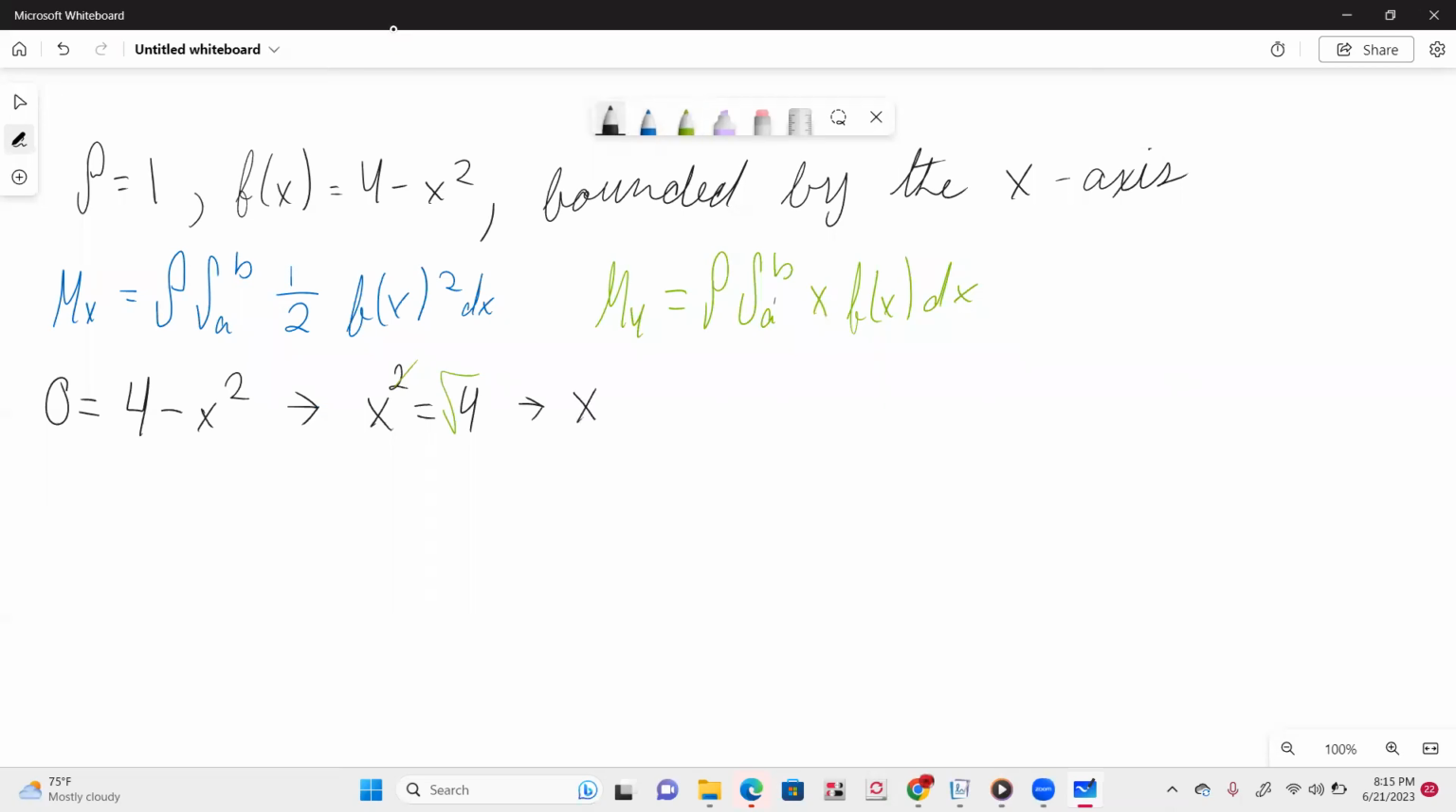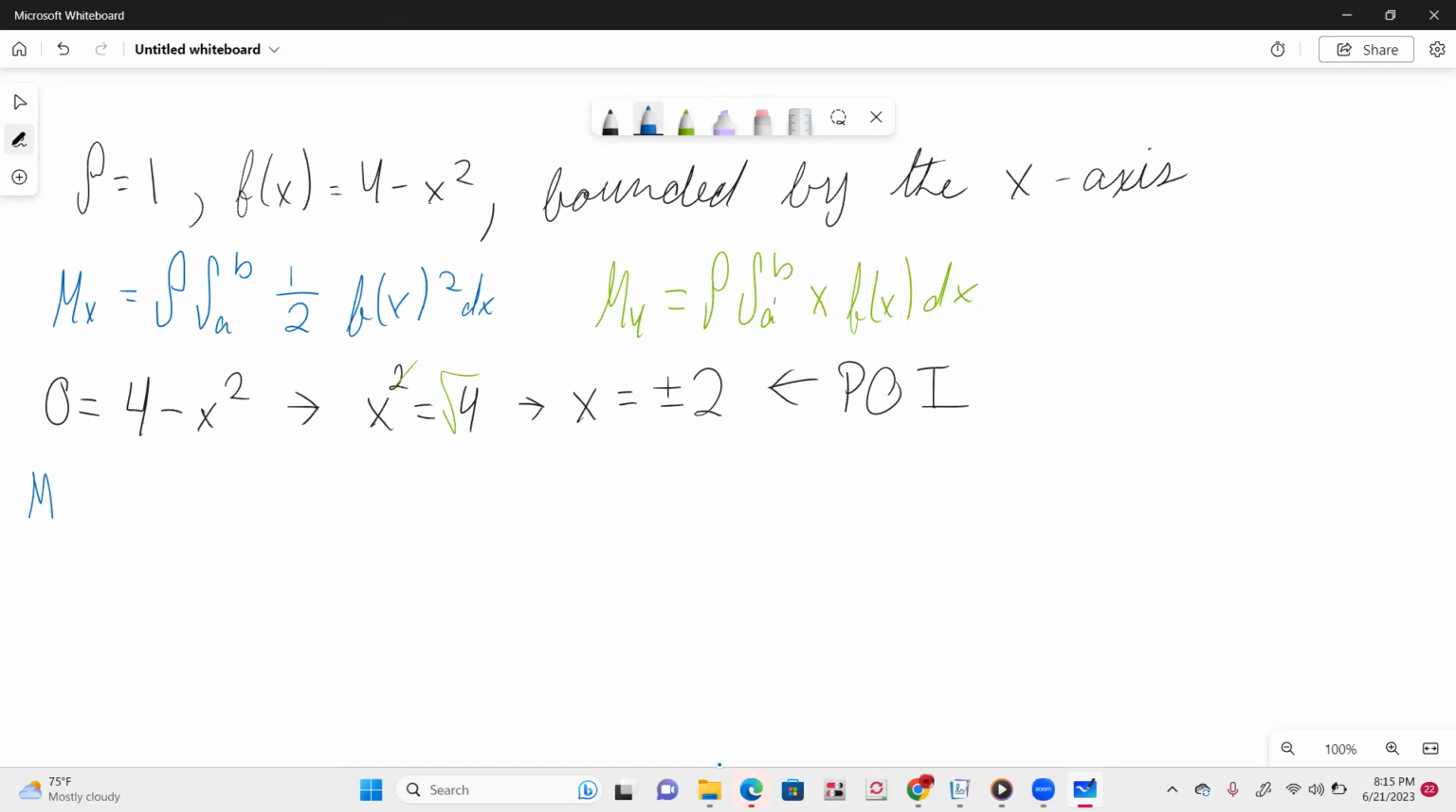So that means x is going to be equal to plus or minus 2. So this is our points of intersection, right? So minus 2 is going to be our A and plus 2 is going to be our B. Now that we've defined those, let's find our mx. Let's do mx first, right?